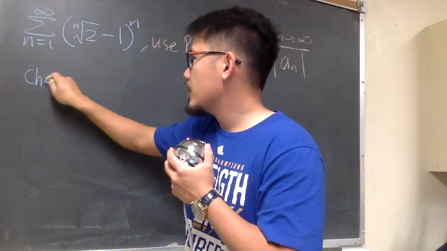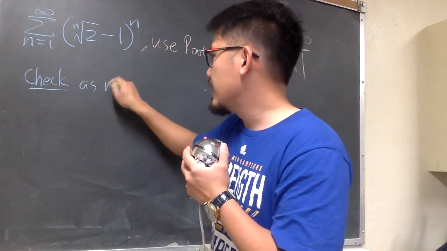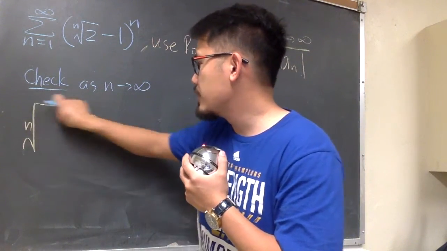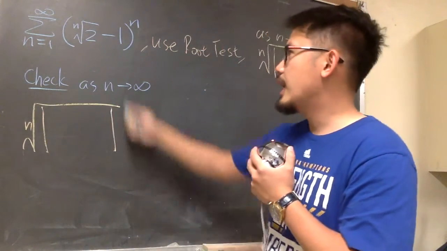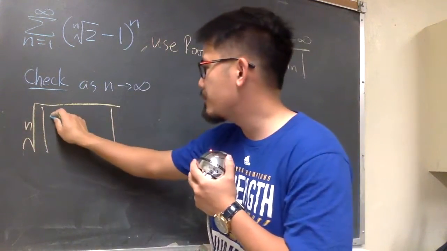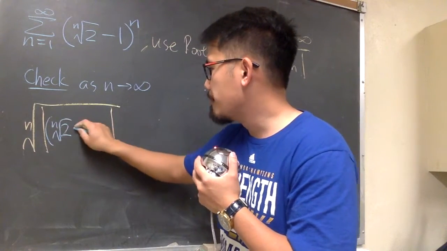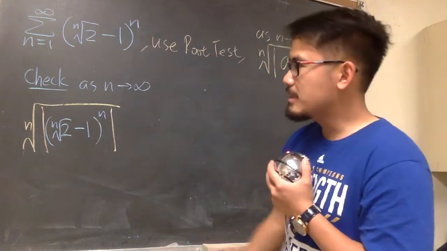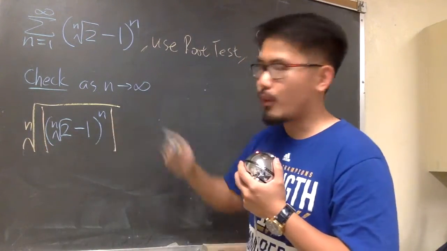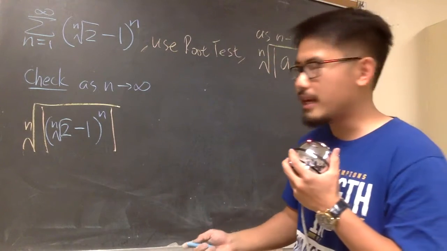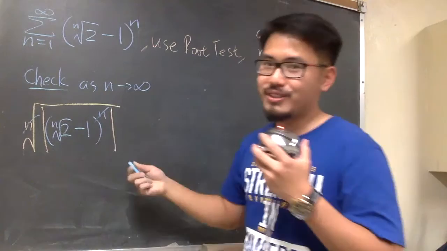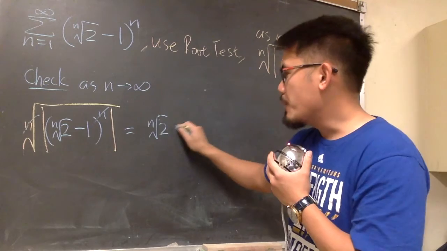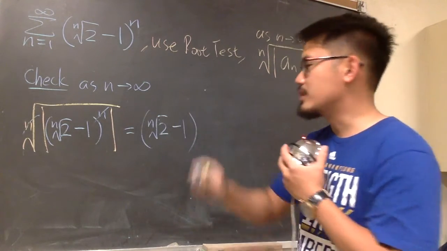So here we go. We are going to check as n goes to infinity, and we first take the nth root, also with the absolute value, and we put this right here. We have the parentheses, the nth root of 2 minus 1, raised to the nth power. This is very nice because the nth root and the nth power cancel each other out completely, right? And we have the nth root of 2 minus 1. Let me just indicate this with a parentheses.